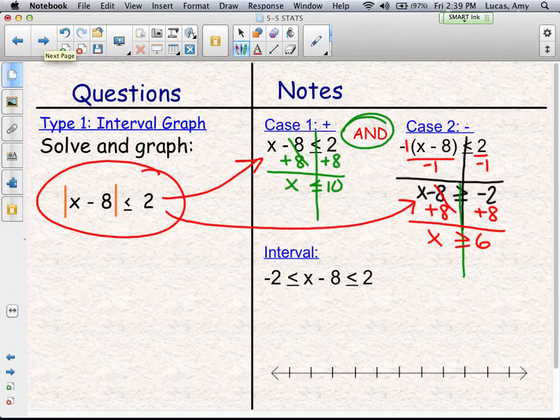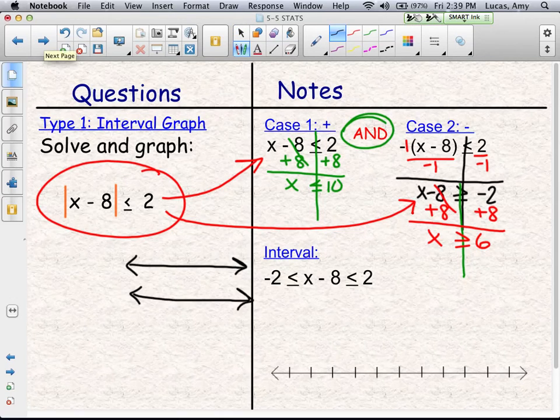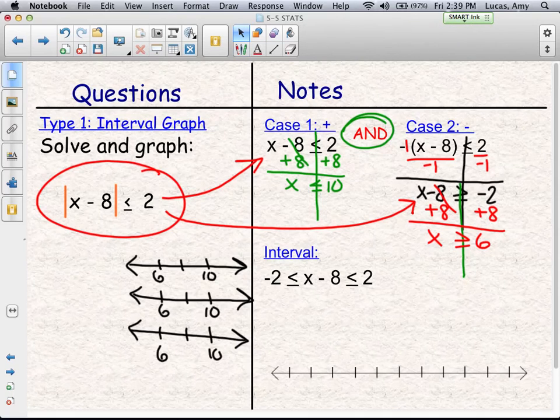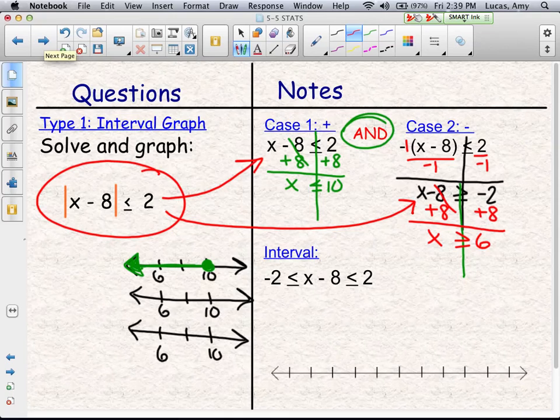If I graph these, my number lines would need to go from 6 to 10. The first one, in green, less than or equal to 10, is a closed circle to the left. My second one in red, greater than or equal to 6, is a closed circle to the right.